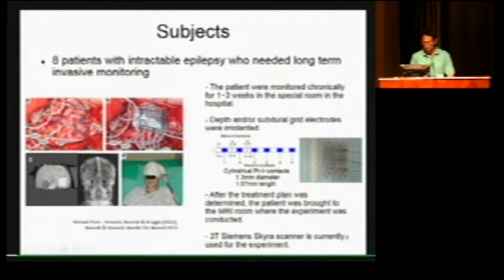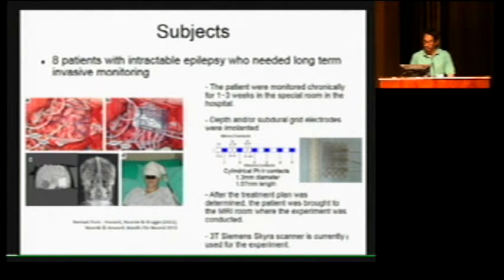This is post-op MRI, post-op CT, and post-op X-ray. And this is the patient like this. This patient was monitored chronically for approximately 1 to 3 weeks in specially designed epilepsy monitoring units. And we implanted these specially designed electrodes. These are macro-micro hybrid contacts, but basically very similar to the clinically used DBS electrodes.